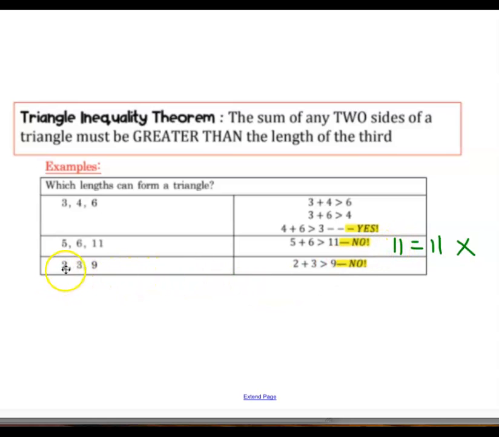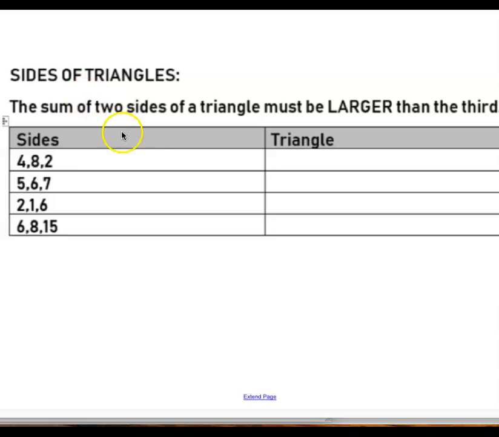The last example is 2, 3, and 9. So if you start with the two smallest, 2 plus 3, and we know that is 5. And 5 is not greater than 9. So it's not a triangle. Okay? If the sum of two sides is not greater than the third, it cannot form a triangle. Okay, so I'm going to go through this once again.